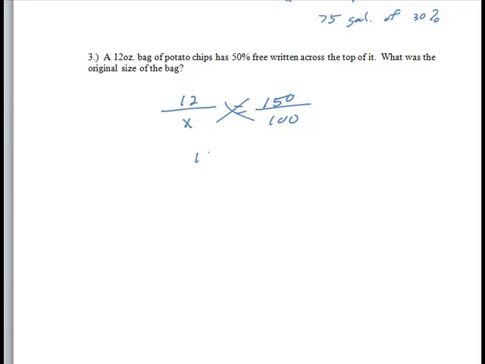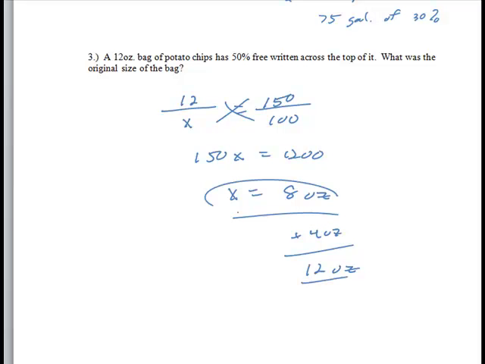Cross multiply, 150x is equal to 1200, so x is equal to 8 ounces. The original size of the bag was 8 ounces, which makes sense. If we add 50% of that, 50% of 8 ounces is 4 ounces, which gives us that total of 12 ounces. So everything checks out.